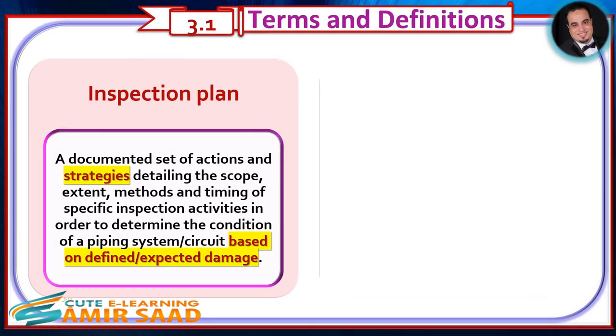Inspection plan: a documented set of actions and strategies detailing the scope, extent, methods, and timing of specific inspection activities in order to determine the condition of a piping system or circuit based on defined, expected damage.